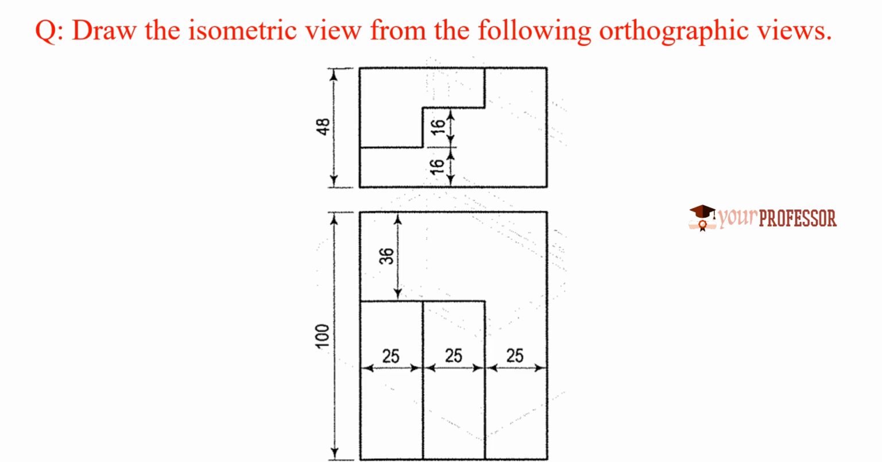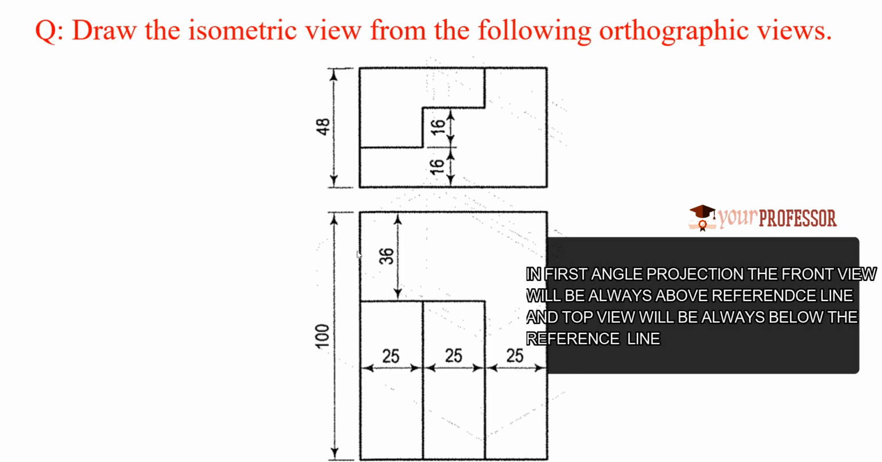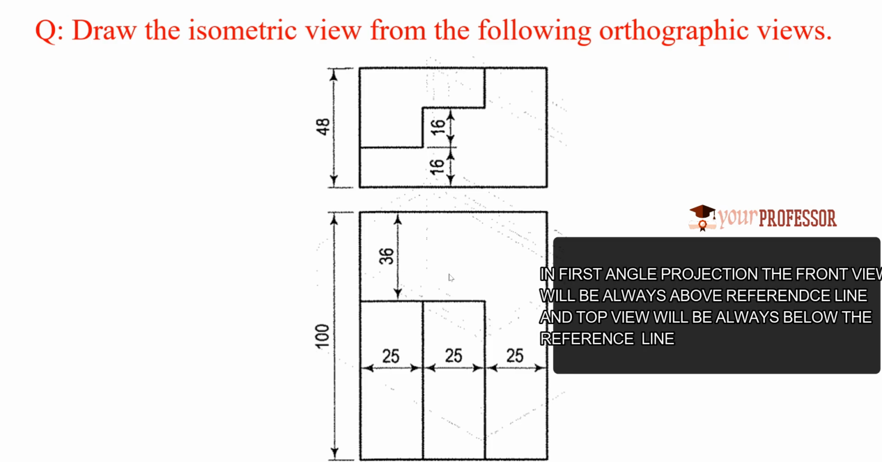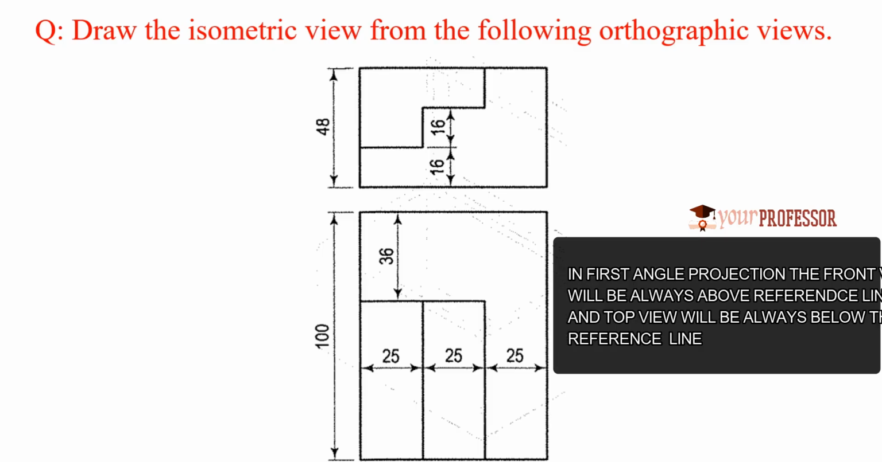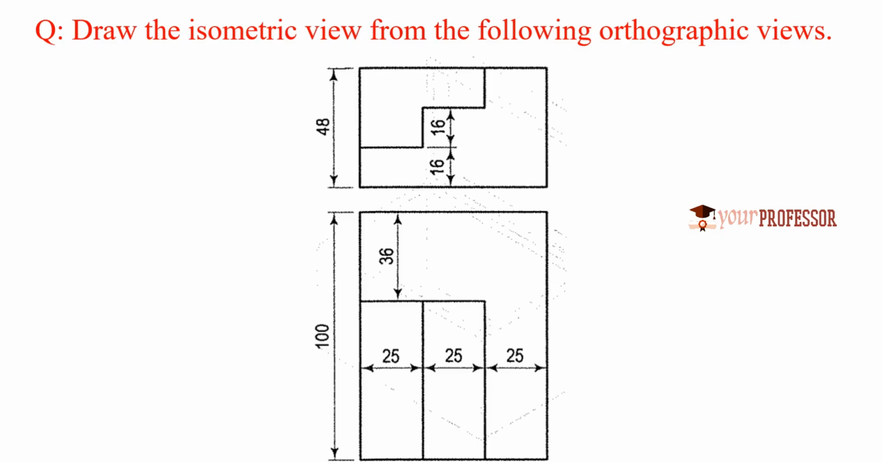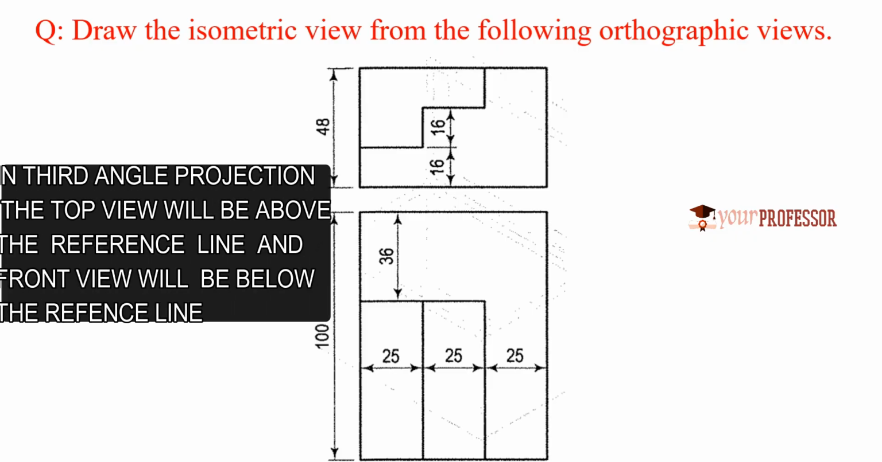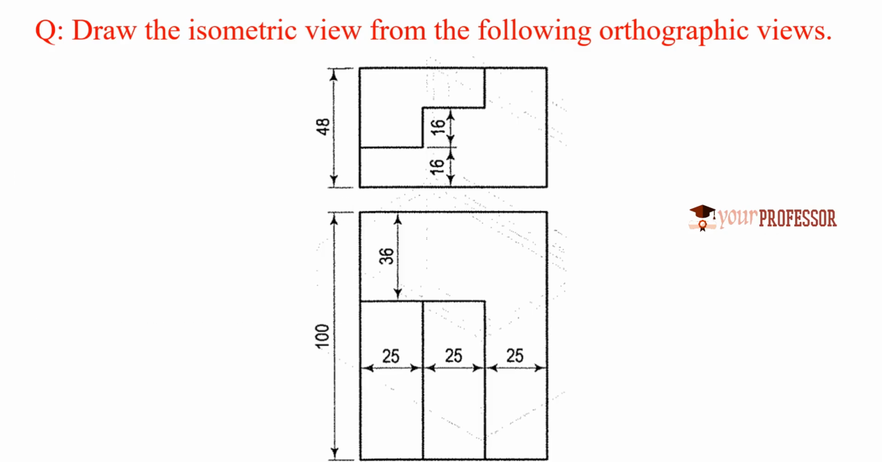By default, the first angle projection will be given. The above one will be the front view and the below one will be the top view. In case the above one is top view and the below one is front view, it will be mentioned particularly that it is third angle projection. If it is not mentioned, you can consider it as first angle projection. So here this one is front view and this one is top view.